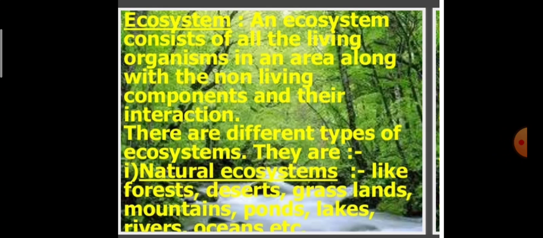Students, you have already known that biotic means the plants, animals and microorganisms, and abiotic means air, water, soil, light, temperature, wind, humidity. Rainfall is also categorized under the abiotic factors or abiotic components. So the interaction between the biotic community and their abiotic environment is called an ecosystem.